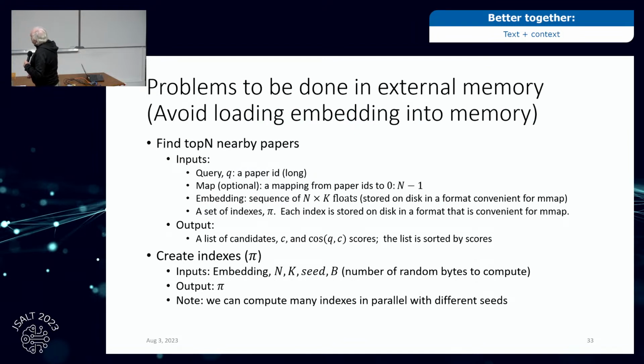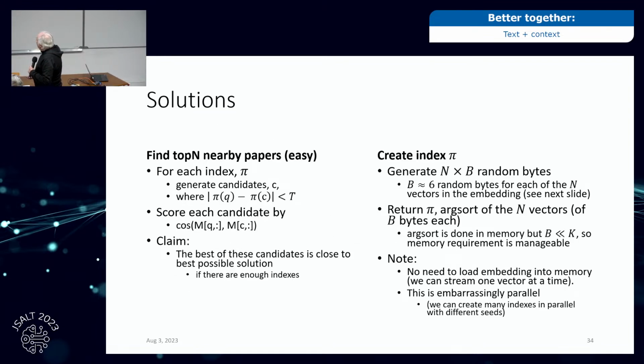So there's a bunch of problems I want to be able to do in external memory, like how do you create the indexes and how do I find the n best answers? And all of this can be done in external memory. And it's embarrassingly parallel, in separate jobs. So each index can be generated in a separate job. The only thing that needs to be communicated across jobs is the seed. And as long as they all have different seeds, I get different indexes.